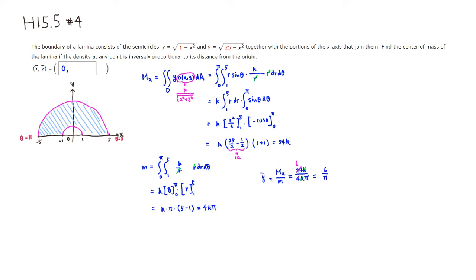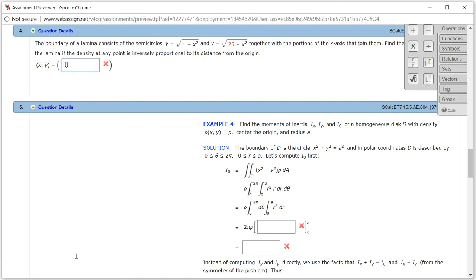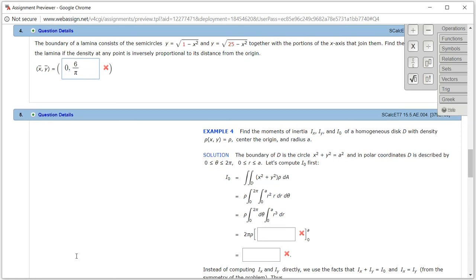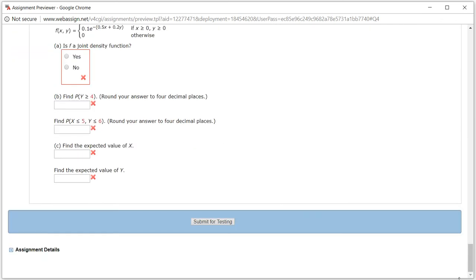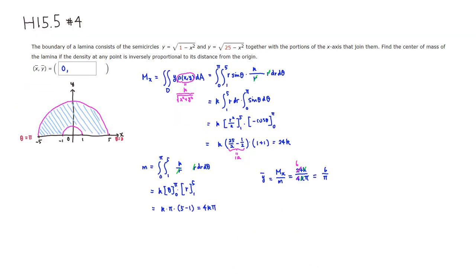So let's type it in. What we got is x bar is going to be 0, but y bar is going to be 6 over pi. Let's check the answer. Submit for testing. It came back and looks like we got this one correctly. That's it. I hope that this was clear.